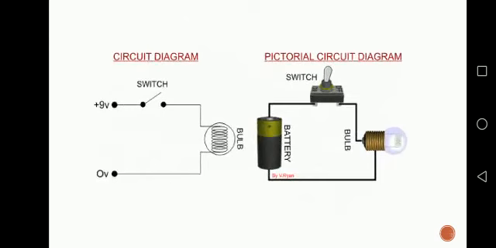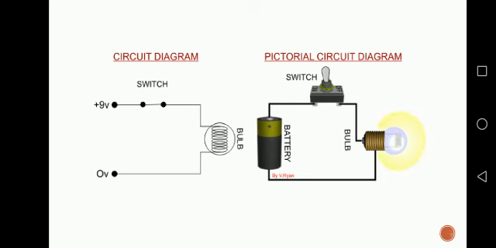And here is a circuit diagram and the pictorial circuit diagram, in which you can clearly see the first picture is the circuit diagram. To study the working of an electric circuit, we draw its diagram. For that purpose, we have defined symbols for different electrical components, in which you can see the switch is denoted by this, and here is a bulb symbol and the wires. So this is known as a circuit diagram.